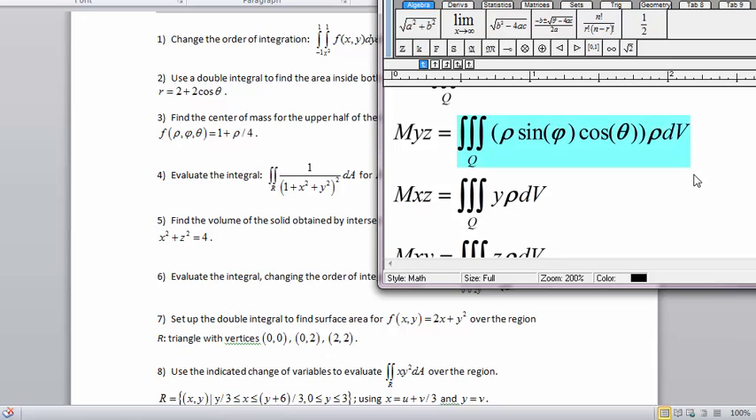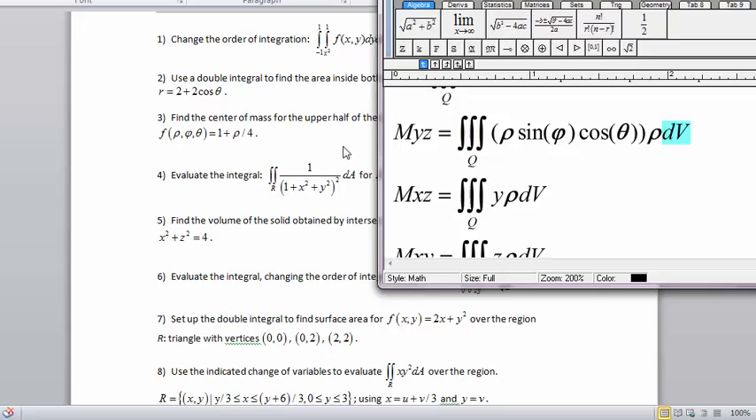Also, don't forget that dV needs to be written in spherical coordinates. That's going to be your d rho d phi d theta, and don't forget your Jacobian, your change of variable multiplicative value here. You're going to need to multiply by rho squared sine phi when you change to spherical coordinates.